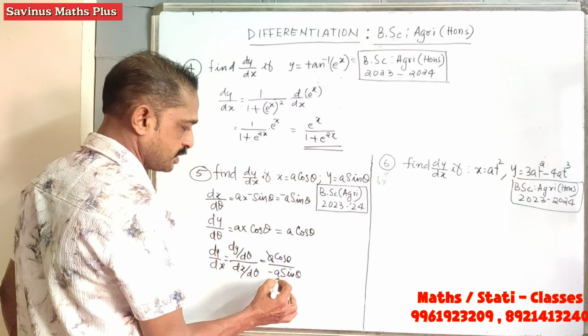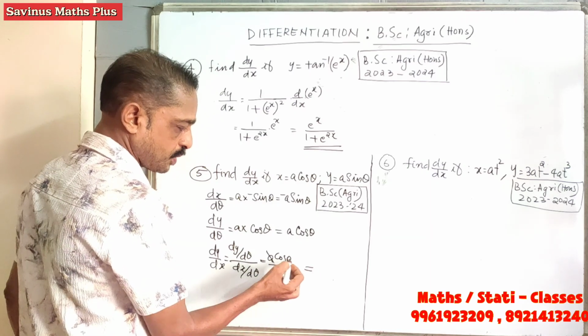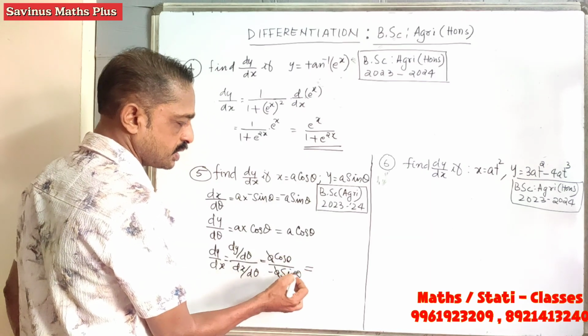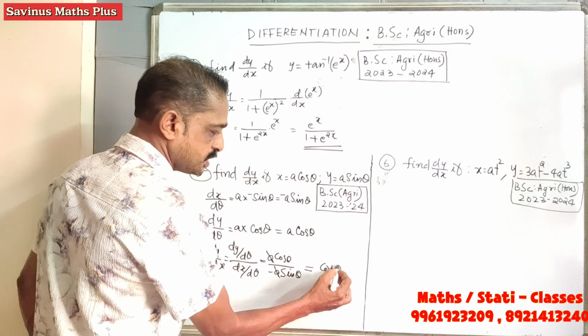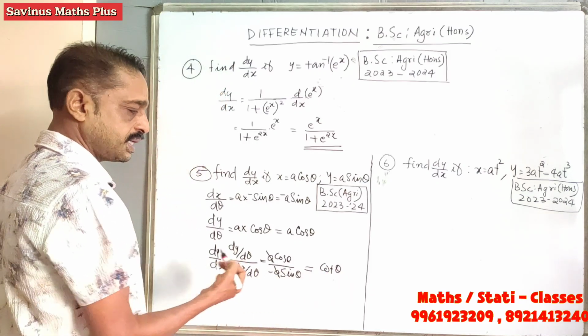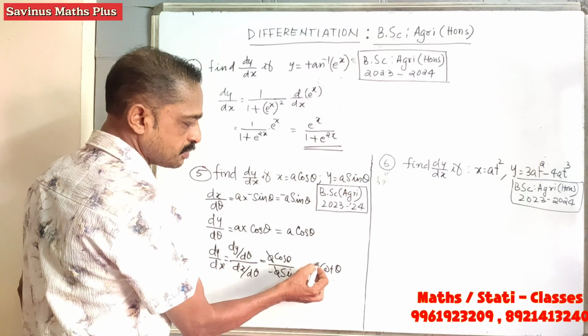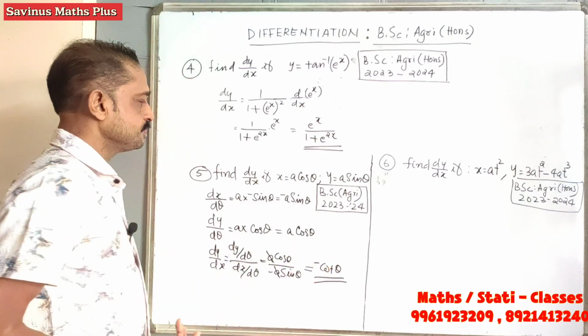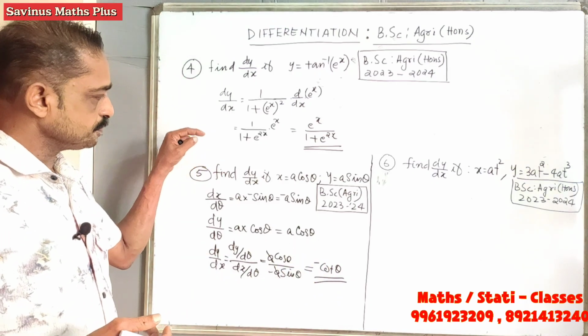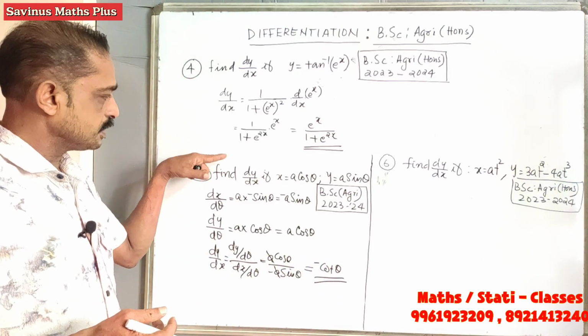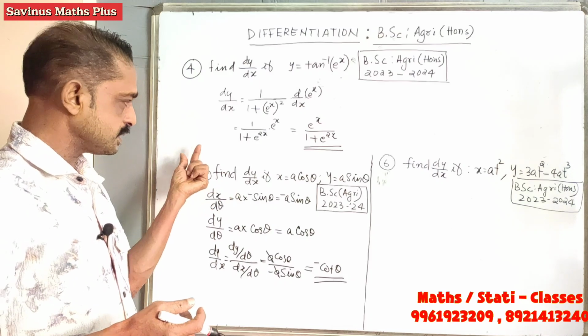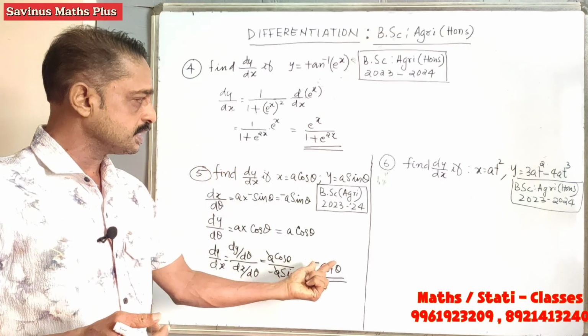So we can cancel this a. So this is cos theta by sin theta. What is cos theta by sin theta? Cot theta. And also we have a negative sign in the denominator, so it is minus cot theta. So here this derivative dy by dx is minus cot theta.